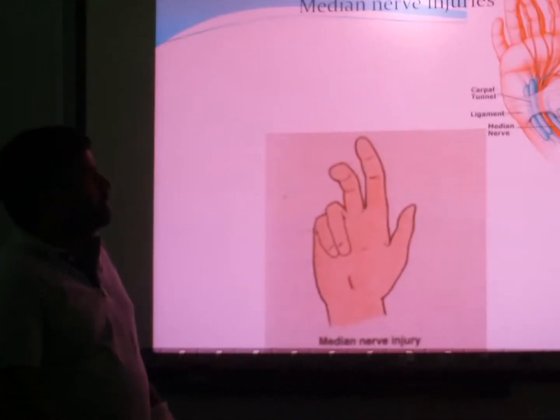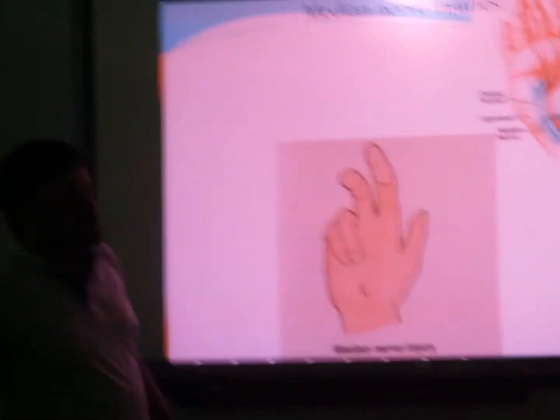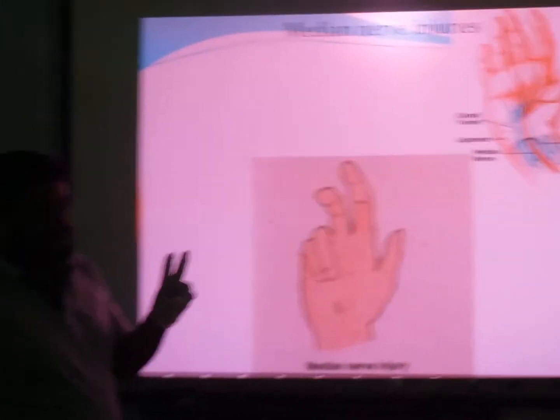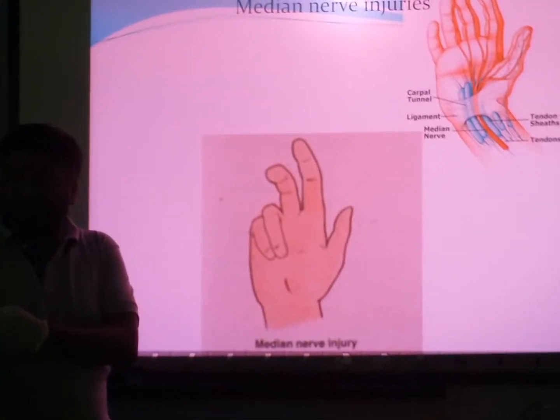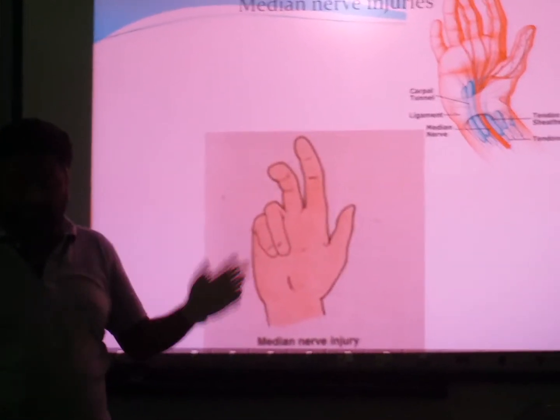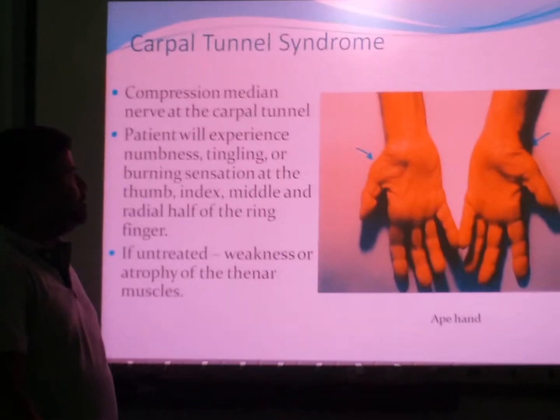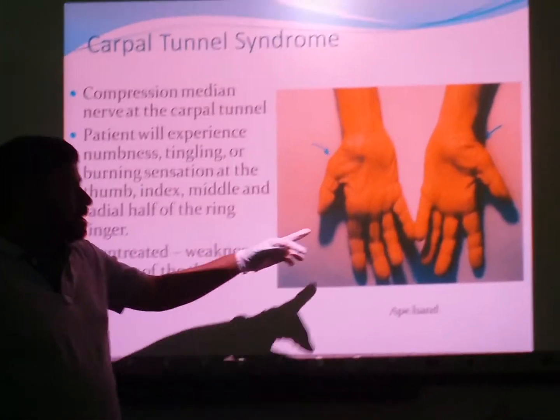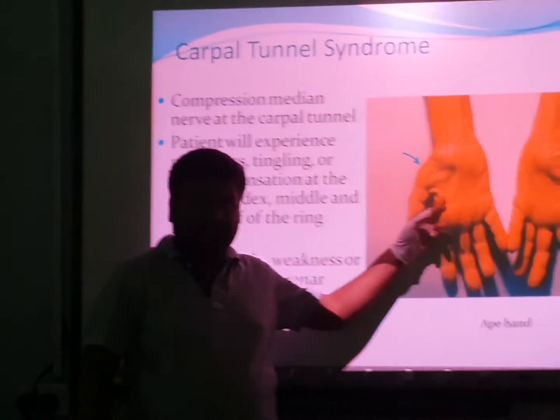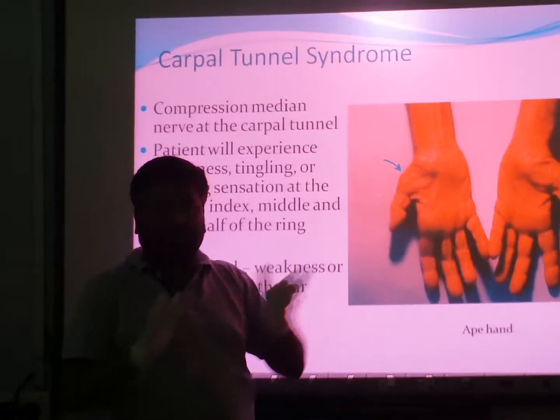So I was talking to you about the median nerve injuries at two sites. What are they? One is the supracondylar fracture, and one is at the carpal tunnel, which gives rise to your ape-like hand. As you can see here, these thenar muscles, which are supplied by the median nerve, are paralyzed, so it looks flat.